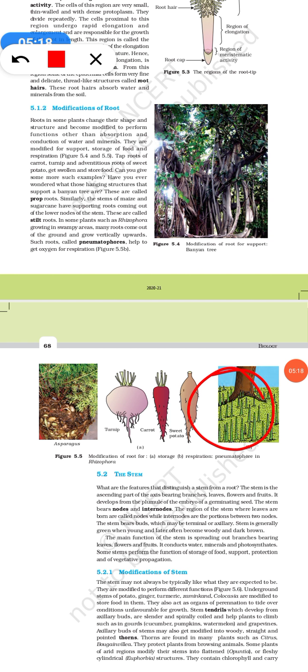Then there are roots basically for storage of food. They are used for the storage of food, so we have food reserves. So the roots are used even as a food reserve.